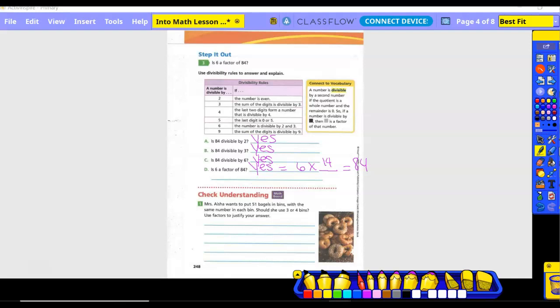The divisibility for 4. The last 2 digits form a number that is divisible by 4. So, could 51 work for 4? No. So she would need to use 3 bins because, okay, so we went ahead and wrote that our reasoning was 5 plus 1 is 6, which 6 divided by 3 is 2 with no remainder, which of course the no remainder is the biggest key to figuring out which one would work best, correct?